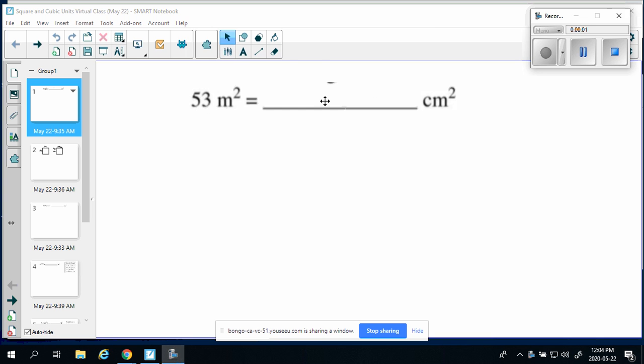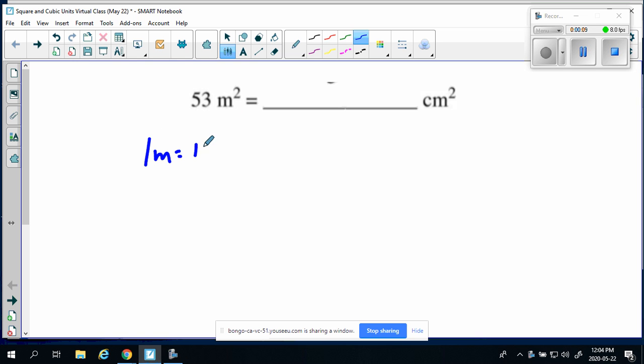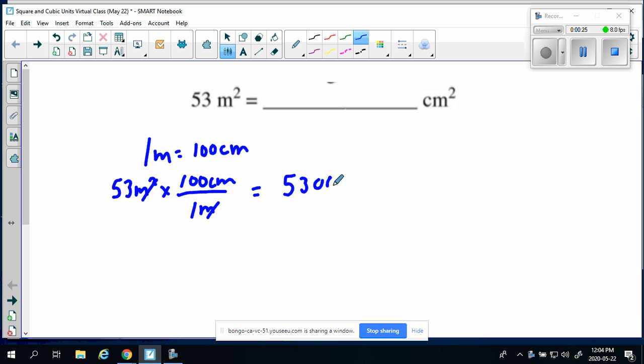To convert meter squared into centimeter squared, we need a conversion factor. We have 1 meter is 100 centimeters. So if we have 53 meters squared, can we not just do 1 meter, 100 centimeters, cancel out the meters, and then go 5,300 centimeters squared?